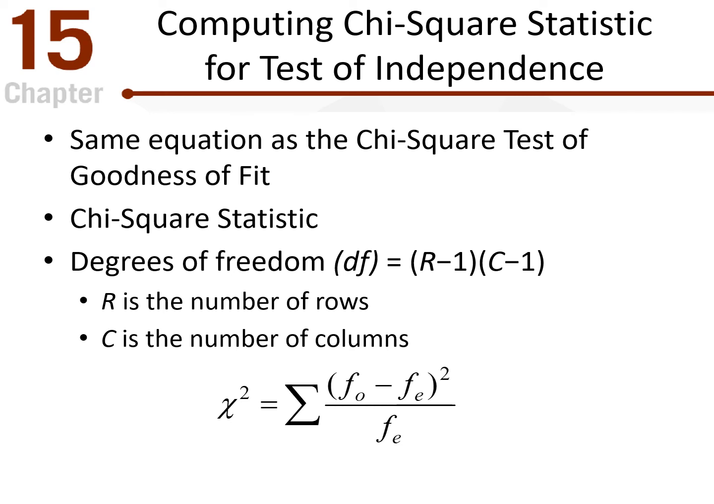So in the case of 2 by 2, I have 2 rows and 2 columns. So number of rows minus 1 is 1. Number of columns minus 1 is 1. 1 times 1 is 1. So I'd have 1 degree of freedom for a 2 by 2. It's always going to be number of rows minus 1 times number of columns minus 1 for your degrees of freedom.